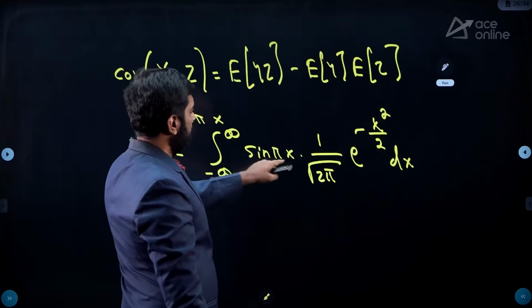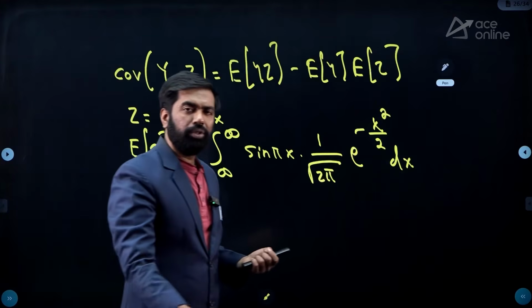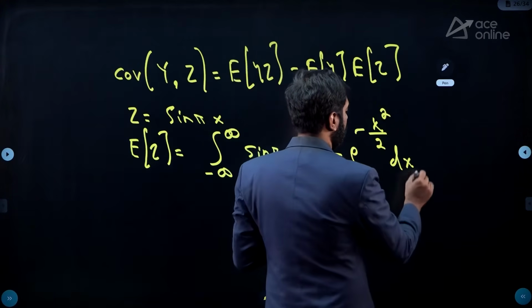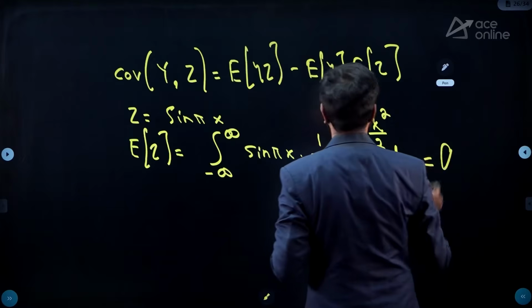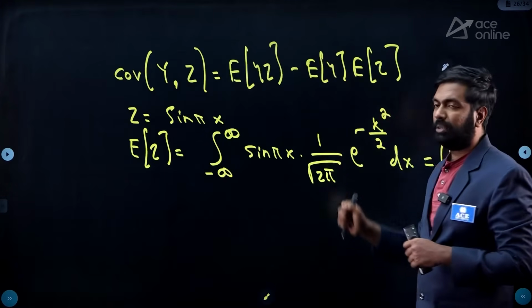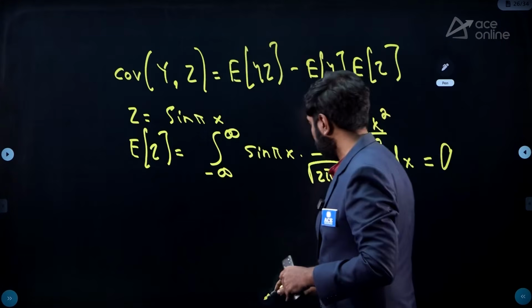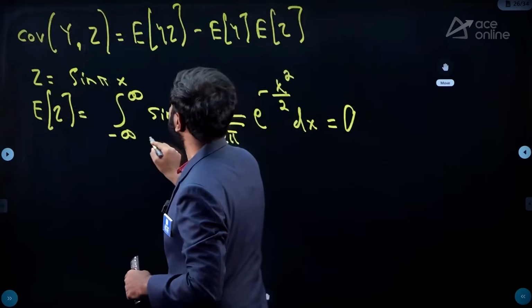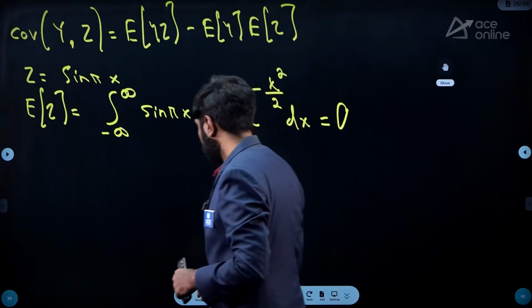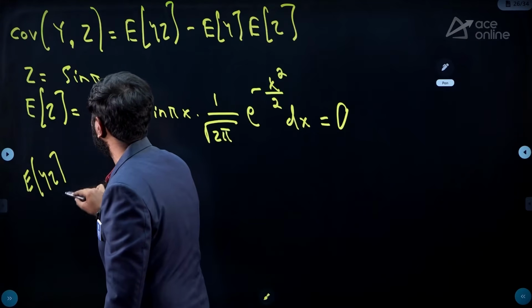This is odd, this is even. Again the same logic, odd into even produces an odd function. Integrating within those limits will give you the answer as 0. The moment expectation of Z turns out to be 0, there is no need to find expectation of Y. So this is gone now. We are supposed to find expectation of YZ. So what will be expected value of YZ?